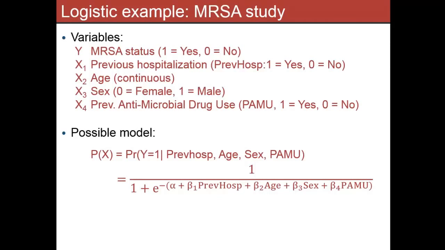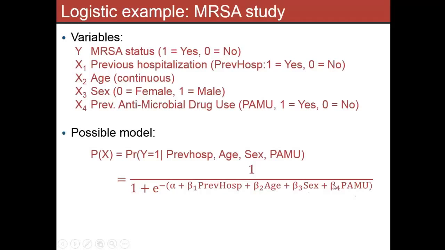And here's one model. You can make a whole lot of models, even given the several variables that we introduced. But here's one model. It looks at the probability of having resistant staph infection given these four variables: hospitalization, age, sex, and previous antibiotic use. And it considers just the single factors one at a time in the model like this. There's no product or interaction terms, nothing fancy, just a single term for each model. Alpha, beta 1 times previous hospitalization, yes, no. Beta 2 times age, beta 3 times sex.